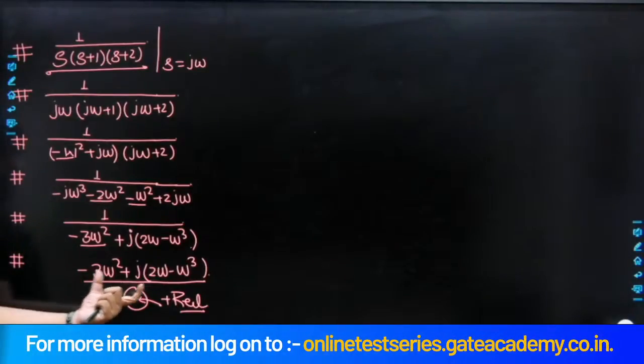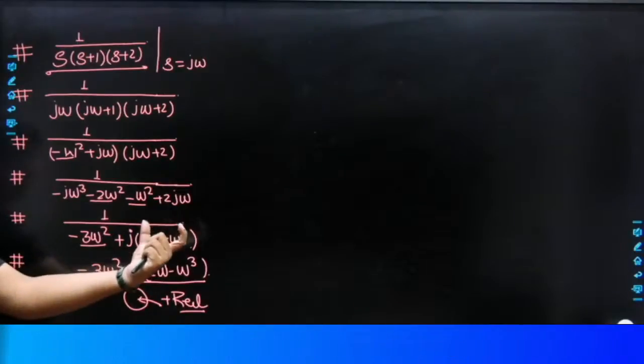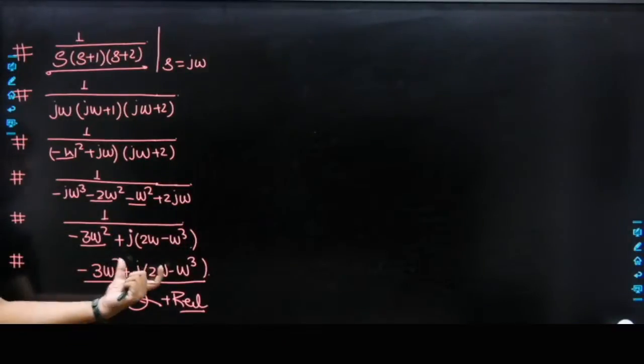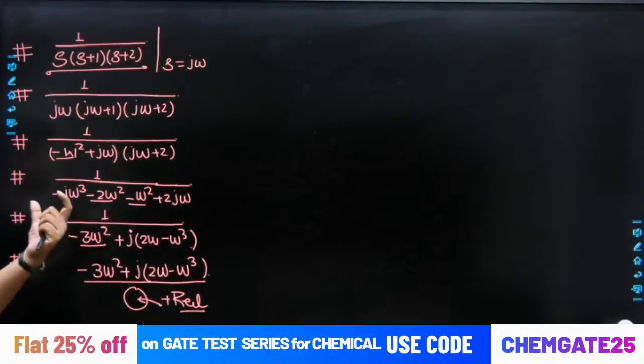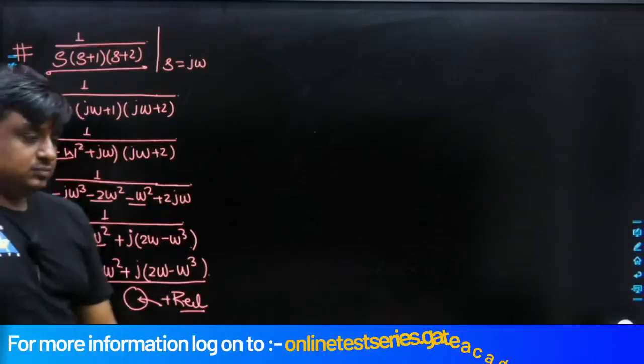Just do one thing. Segregate the real part, segregate the imaginary part, and then feed omega equals 0. You will find the component of the imaginary part would become infinity, and similarly the component of the real part would become minus 3/4.